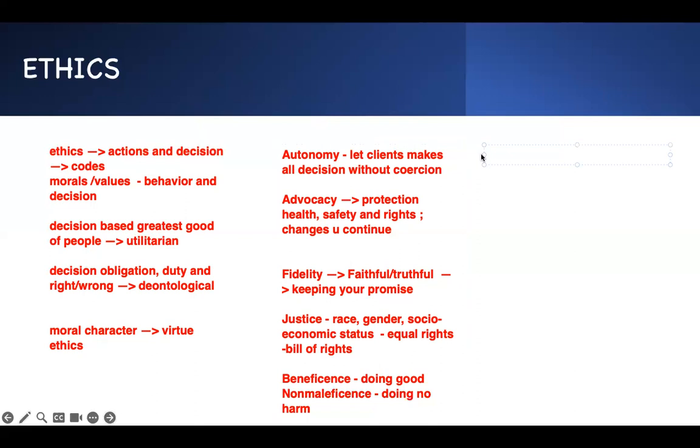And then my favorite is veracity, where people worry about this, but it's very important. You are just being what? Truthful and honest. And what does that mean? Use this one for your test. You tell the truth, even if upsetting and distressing for the client.